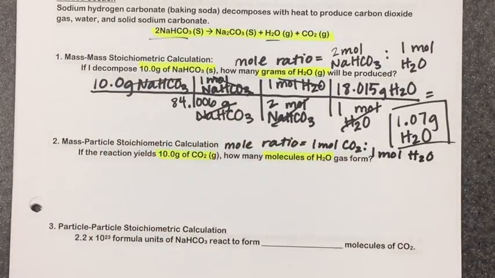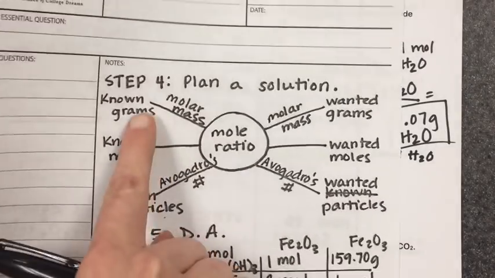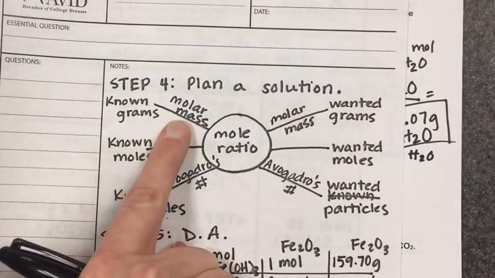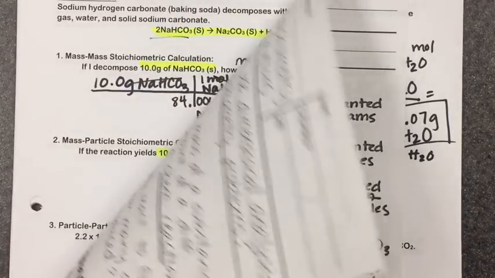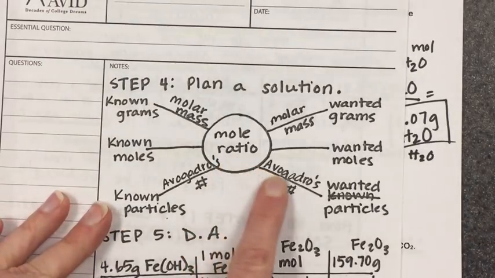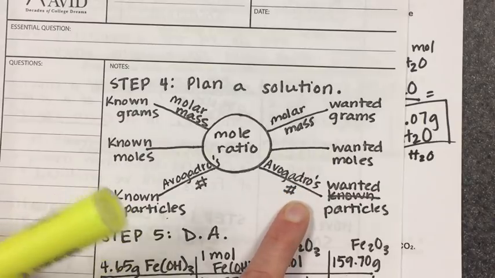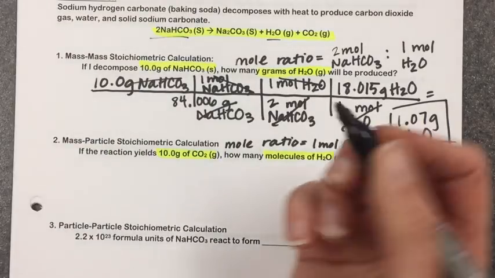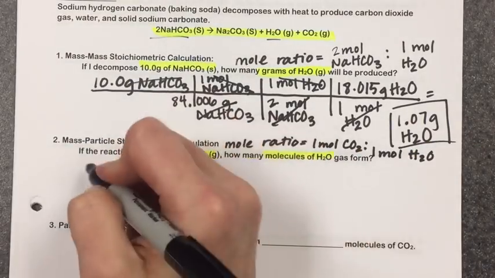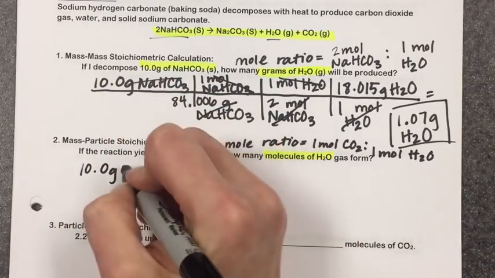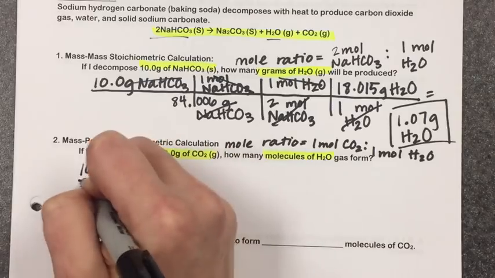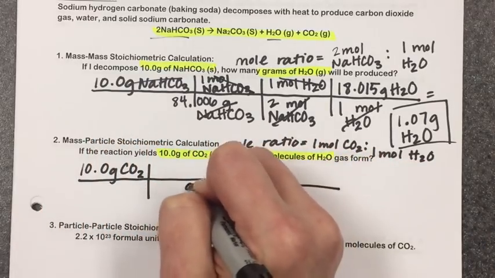Again, always check your map. We're starting with grams again. We're going to have to use molar mass. We're going to have to use a mole ratio. But since we're trying to calculate particles, at the end, we're going to end up using Avogadro's number. So just start setting up your problem. Start with your known. Draw your lines, drop your unit.